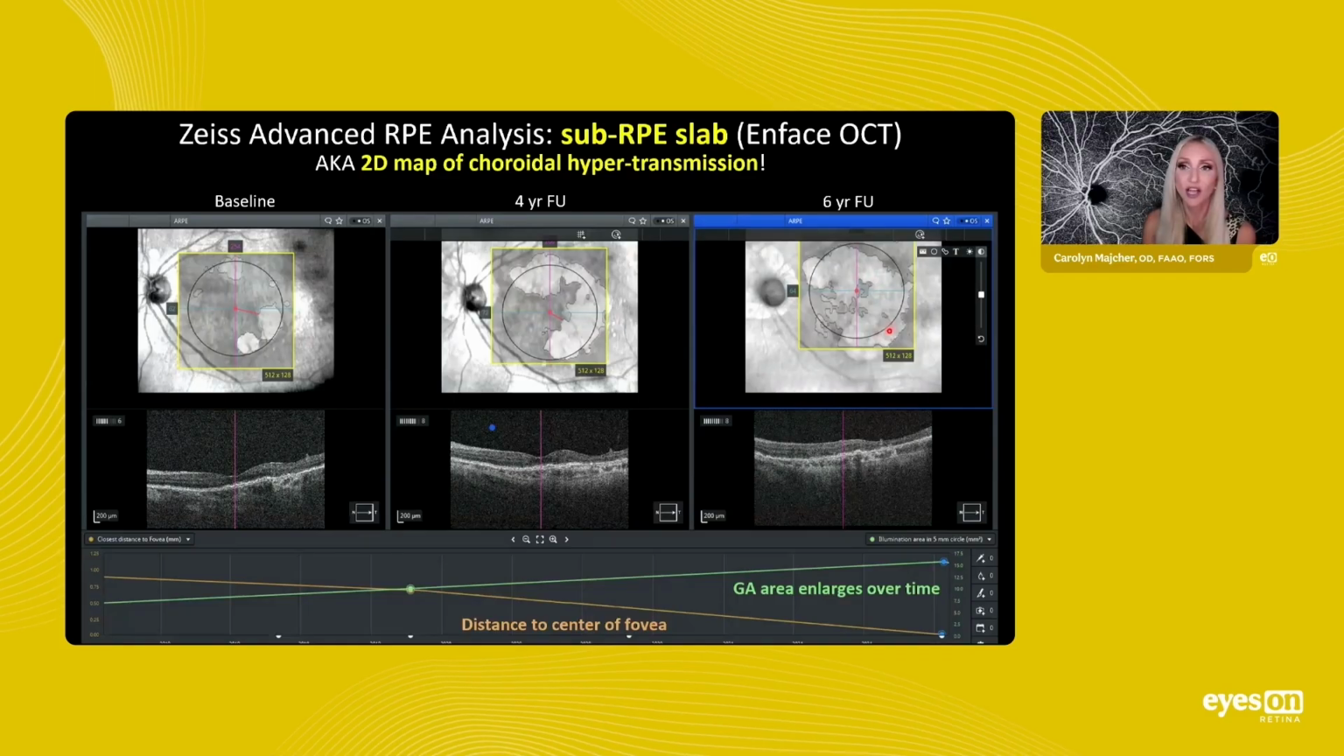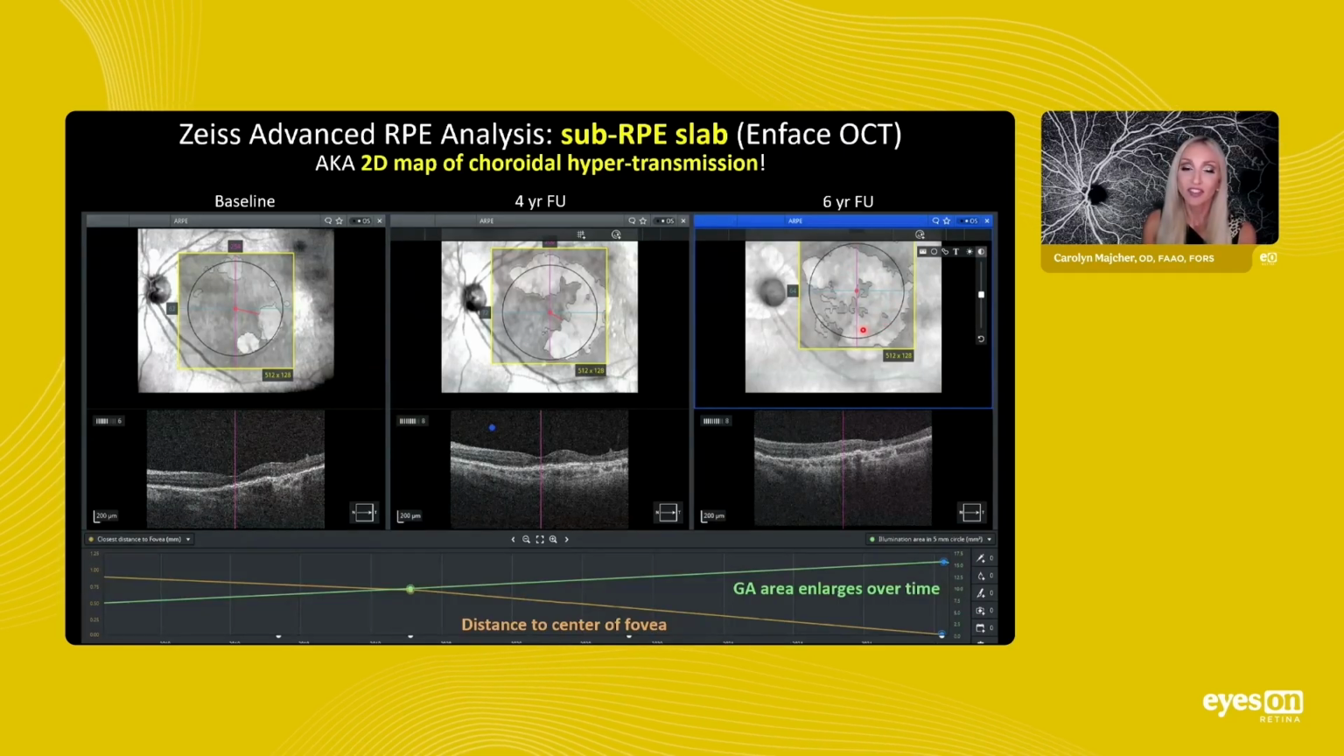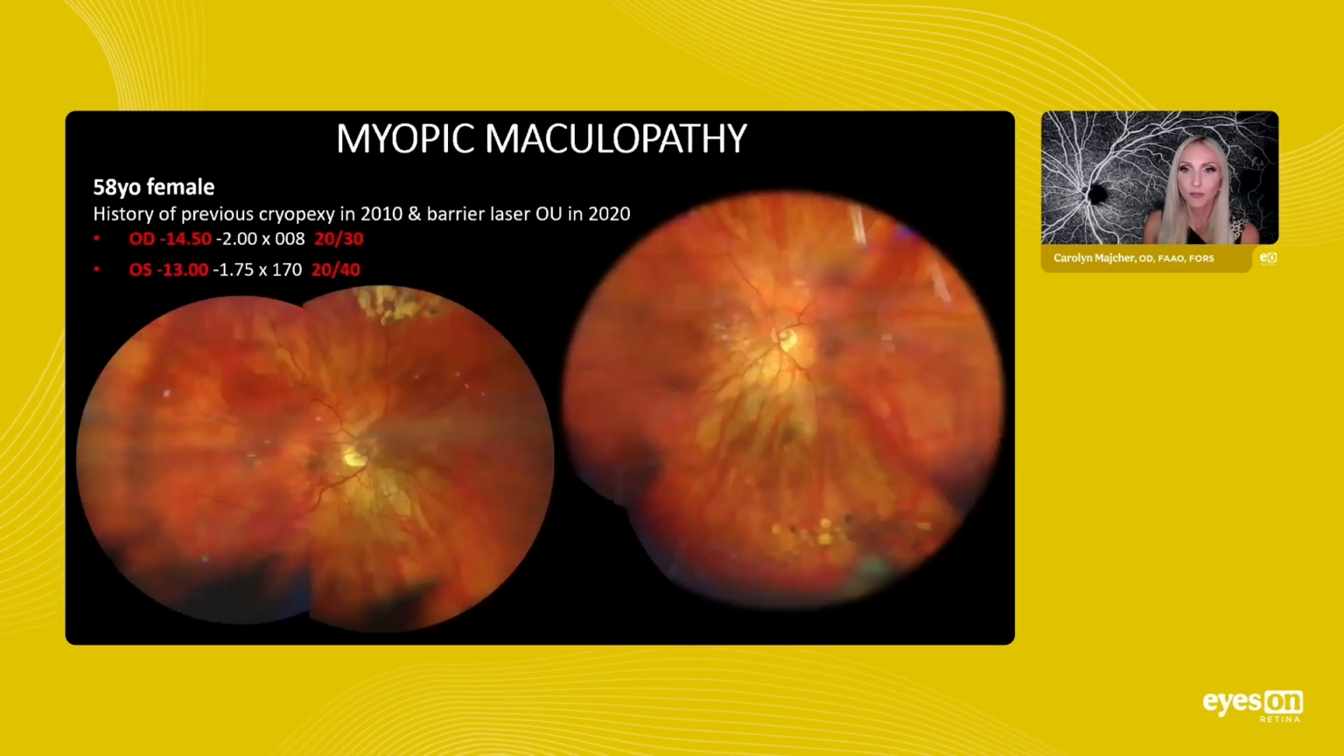This is a 6-year time frame. We can see how the geographic atrophy has really encompassed nearly the entire aspect of the foveal macular region by the end of the 6-year follow-up period.